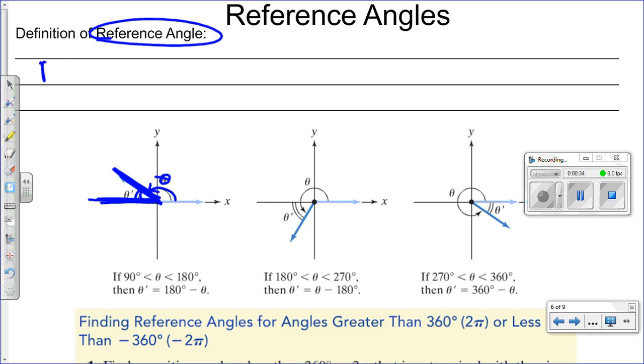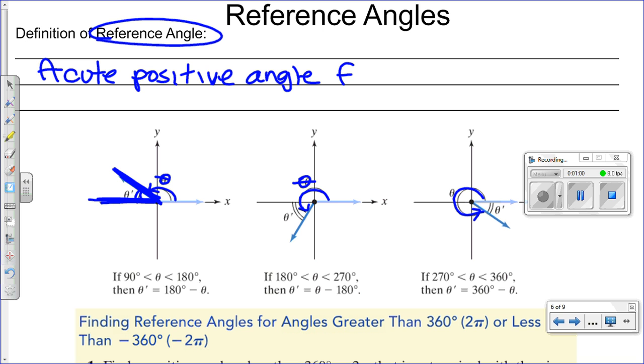And also it is acute. You already have this on your notes. It's an acute positive angle. The original angle will be the non-acute. Like that. Are you writing the definition for reference angle? No, I'm just writing a very last summary.